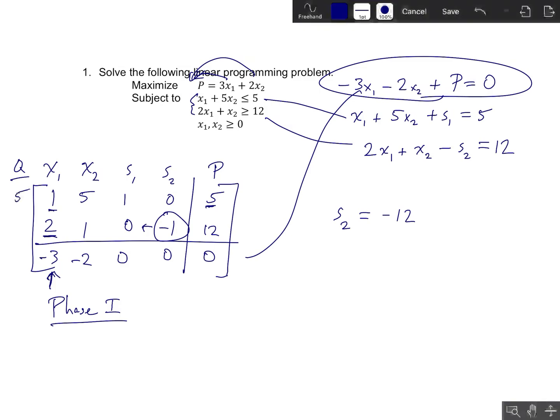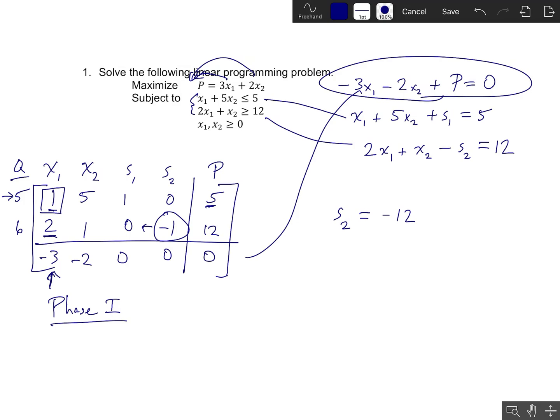The first quotient is 5/1, which is 5. The second quotient is 12/2, which is 6. And we choose the lesser of these to give us our pivot row. So that means that this is our pivot row, and therefore 1 is our pivot. So we've chosen the pivot 1 according to our phase 1 rules.